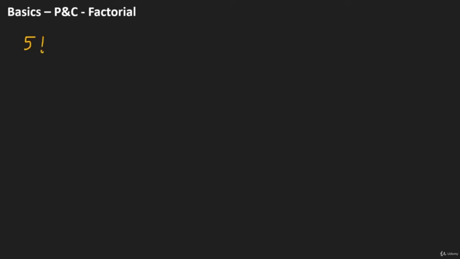What do I mean with 5 factorial? 5 factorial is denoted like this, 5 followed by an exclamation mark. You could also denote it like this, 5 with this type of a symbol. Now 5 factorial means it's the product of numbers from 1 to 5. That is, it's 5 into 4 into 3 into 2 into 1. That's 5 factorial. And if you do this multiplication, you will get the answer as 120. So 5 factorial is equal to 120.